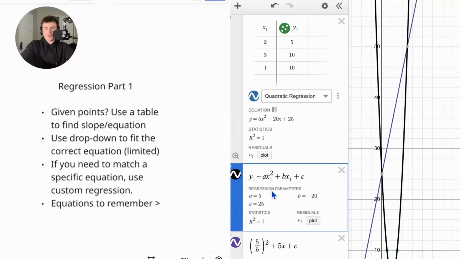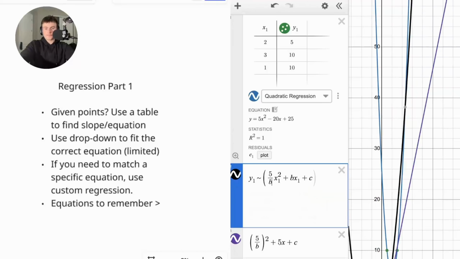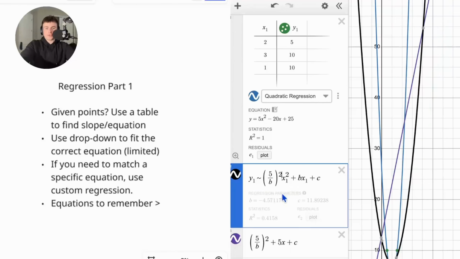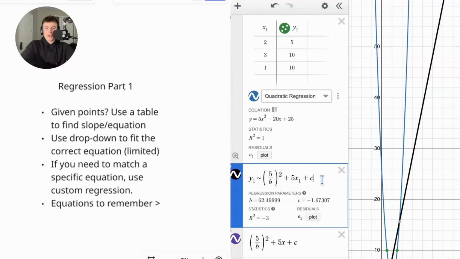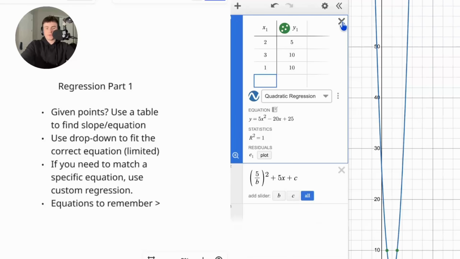So you would just put like 5 over b here, and then this is squared. So you take away the x because you want to match the format, and then you put 5 here, and then it would just solve for b and c for you. Now, this is a terrible example, but all you do is change the regression to fit the format of what you're looking for. So let's do an example to really model what this looks like.